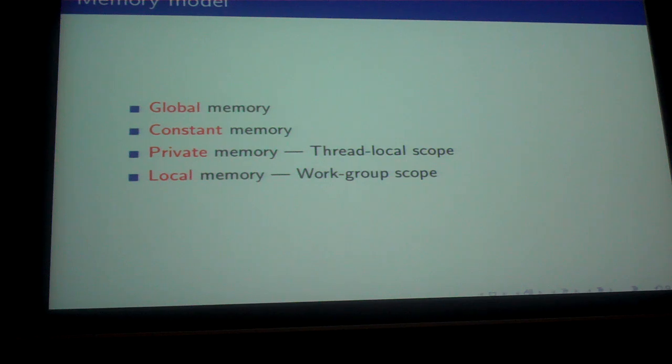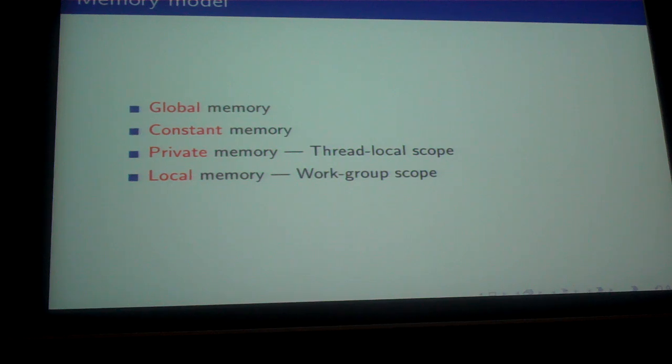Then in OpenCL you have four different disjoint memory spaces. Global memory is the normal kind of memory that all the threads, and even in some cases all the devices in the same system, share. Constant memory is also global, but it can't be modified by a kernel running on the compute device. Then private memory is just an identical copy of the same storage array that's replicated once for each thread.